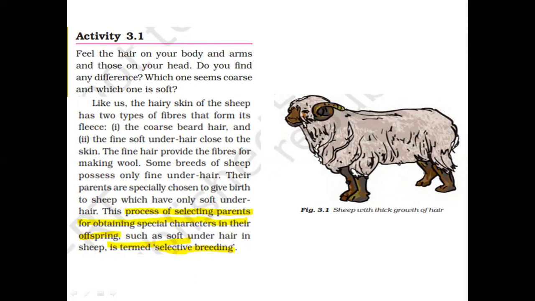Then we saw that we can get two kinds of fibers from the skin of the sheep. One is the coarse beard hair and the other was the soft underhair. And the soft underhair is the one which we use for making wool. And we only choose such a process to select the parents so that we only get the soft underhair in the sheep, and we call that term selective breeding.